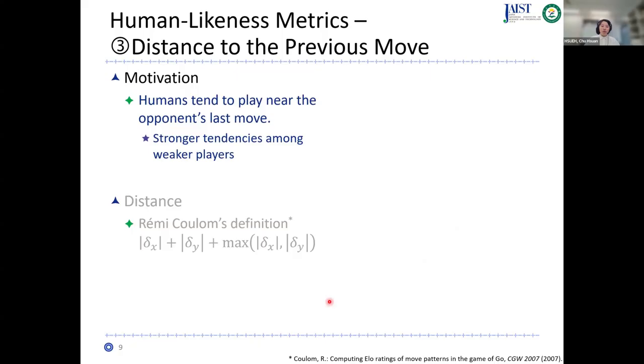Additionally, we introduced another metric, which is the distance to the previous move. Our motivation is that humans tend to play near the opponent's last move, and this tendency is stronger among weaker players. And I will skip the details of the distance calculation.